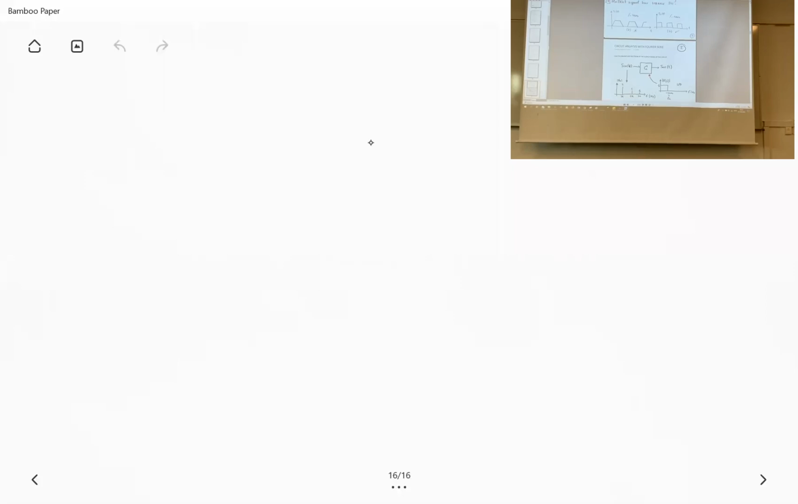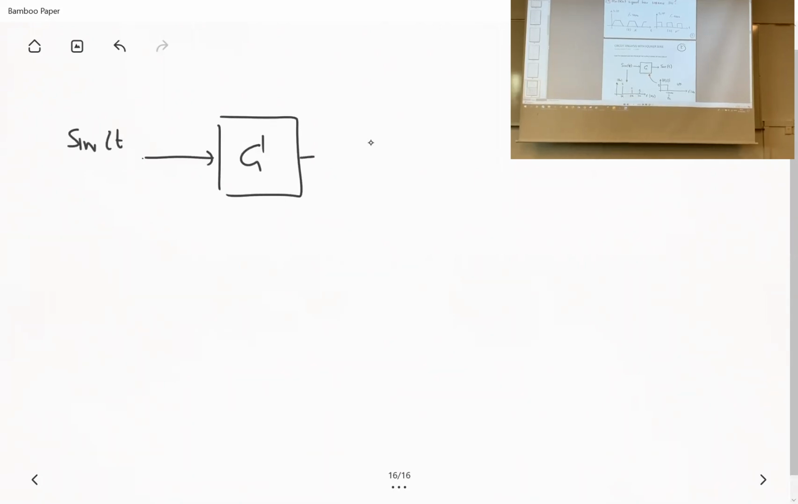We have a circuit C. So I draw C. Then we have an input signal. Maybe it can be voltage or current, doesn't really matter. I call it S in. And then I have an output signal, S out.